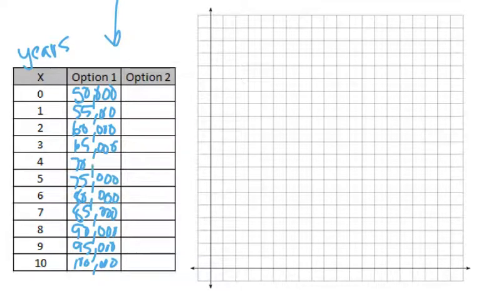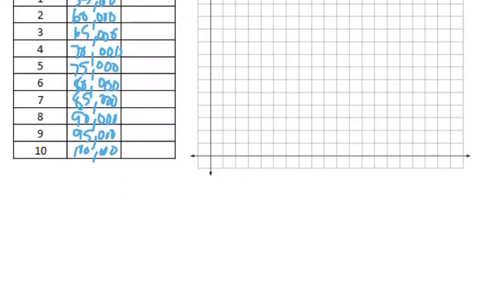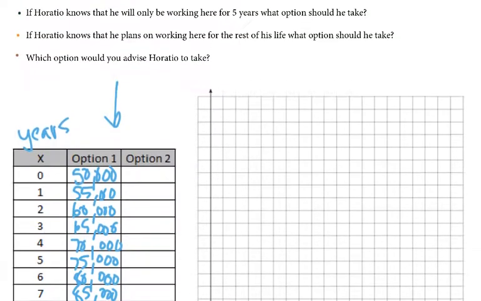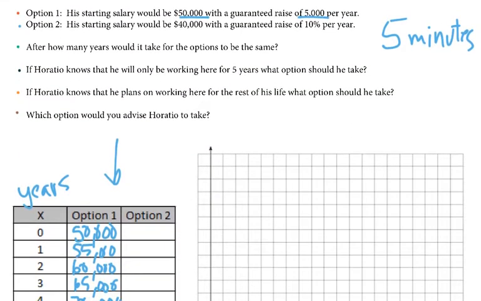All right, so that's option 1. If we were to make an equation for option 1, it would look like this: y equals, or f of x equals, our starting number, 50,000, plus 5,000 every year, x. All right, let's take a look at option 2 now.